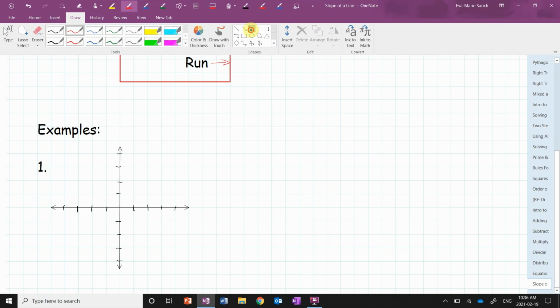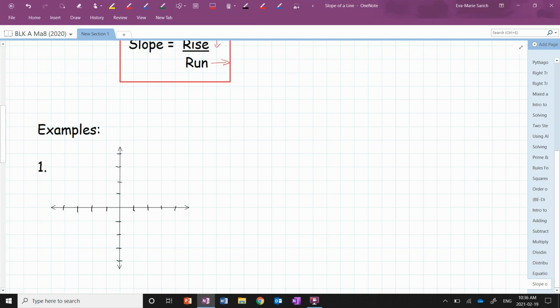So I'm going to draw a line on this graph. And what I'm going to do is I'm going to go left 4, and then I'm going to go down 4, and I'm going to draw my line, and I'm going to continue it up until I go down 2, and I go right 2. Okay?